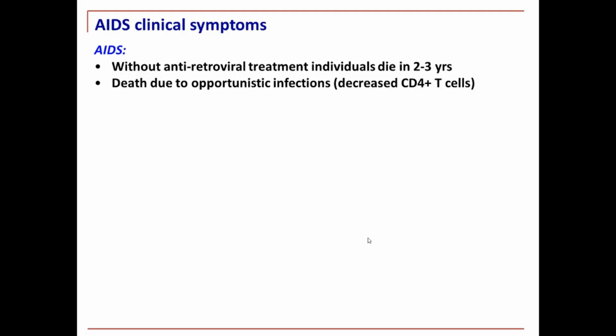So what are some of the clinical symptoms of AIDS? When you eventually go on to get AIDS, presuming you're not getting treatment, for example, without antiretroviral treatment, individuals tend to die within 2 to 3 years. And the death is generally down to opportunistic infections because of their decrease in CD4 T helper cell count.